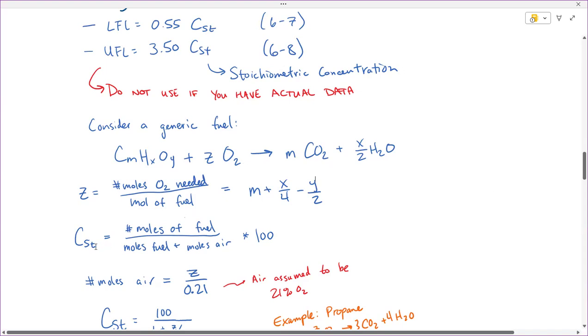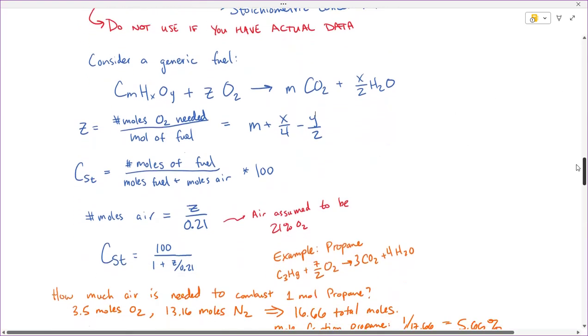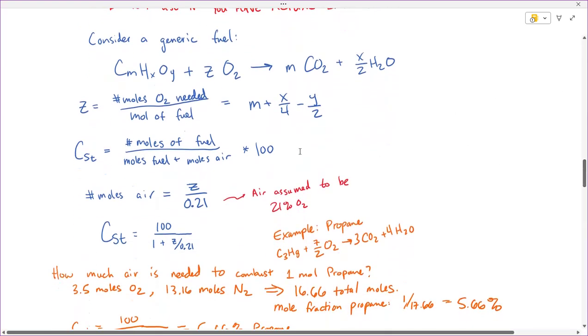And C stoichiometric is going to be defined as the number of moles of fuel divided by the moles of fuel plus the moles of air, and that's a percentage, so multiplied by 100. Where the number of moles of air is Z, the stoichiometric coefficient, divided by 0.21, and that comes about because air is 21%. Maybe a little bit confusing, so perhaps it would be helpful to look at an example.